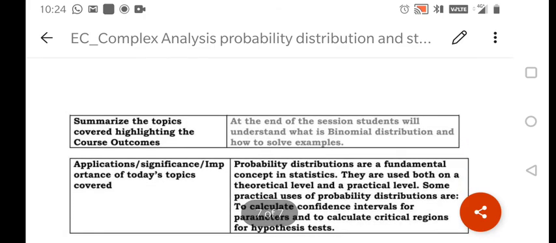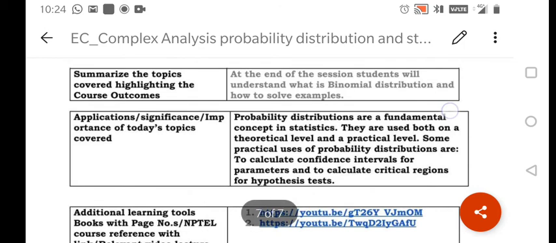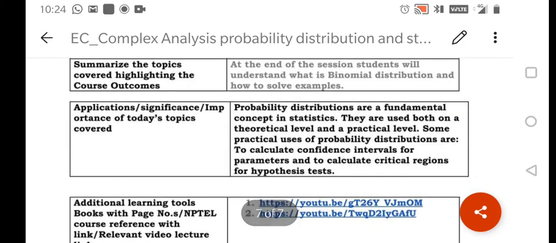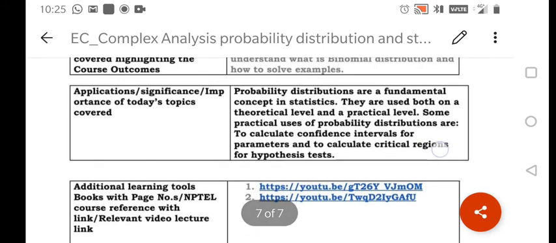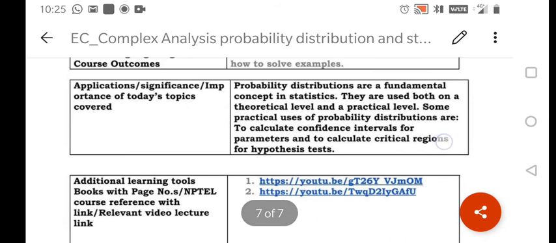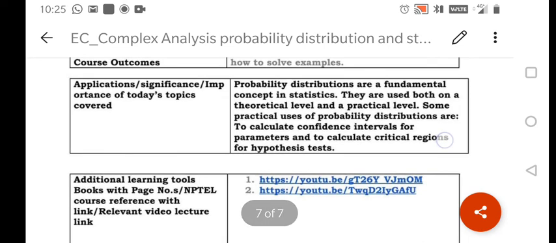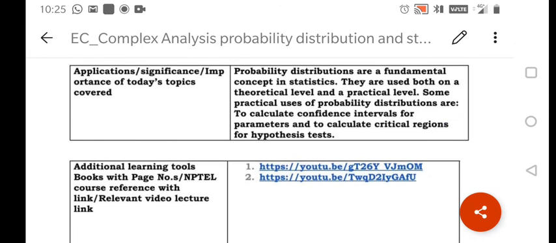So with this we are completing the examples based on the binomial distribution. At the end of the session, students will be able to understand what the binomial distribution is and how to solve examples based on it. As an application, probability distributions are fundamental concepts in statistics. They are used both at the theoretical level and the practical level. Some practical uses of probability distributions are to calculate confidence intervals for parameters and to calculate critical regions for hypothesis tests.